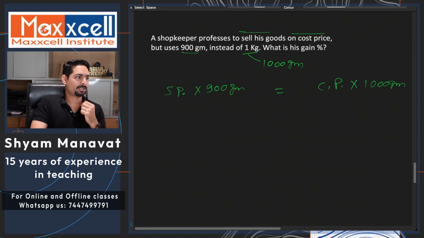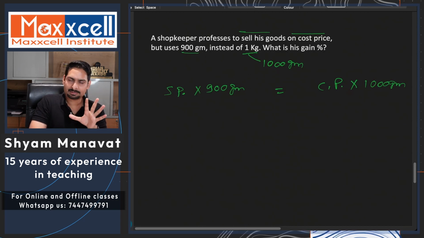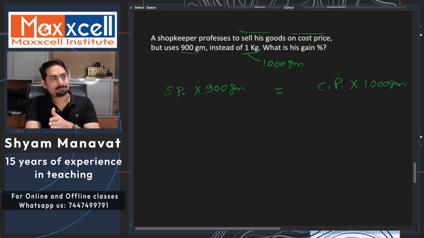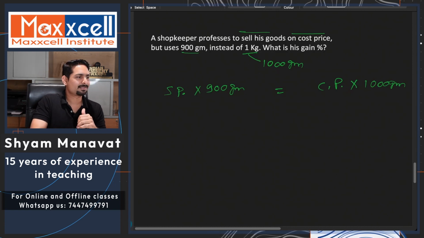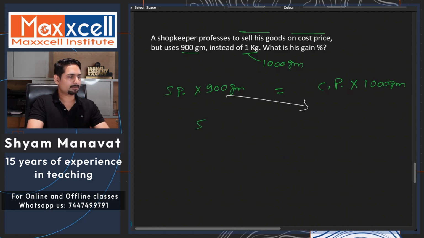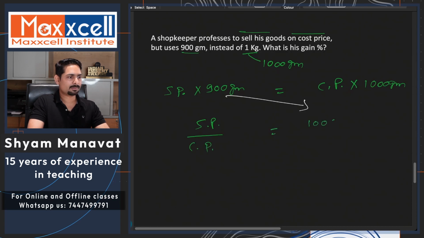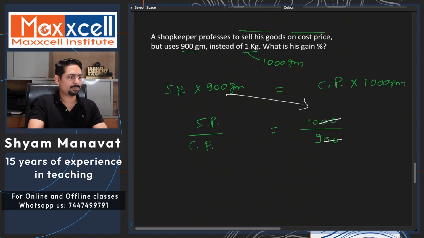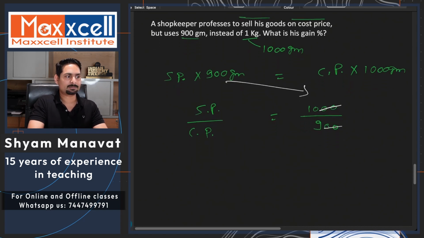Yes. Okay. If you're still not able to understand, keep it simple. How much is he selling? That should be multiplied with selling price, and the other part will come with the cost price. Simple. So again, cross multiply. Take this 900 this side. So you got selling price by cost price equal to 1000 by 900. Okay, simplify this. Yes, and then you have selling price which is 10 and cost price which is 9.